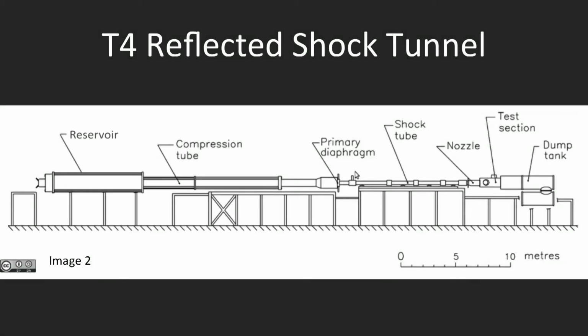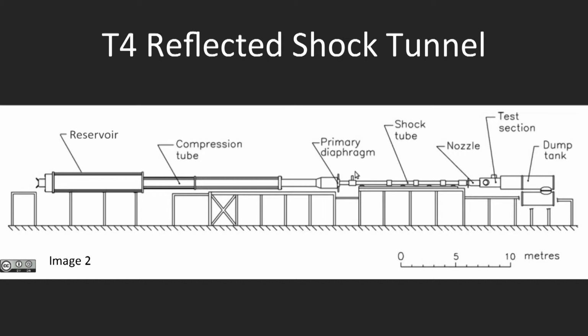The T4 reflected shock tunnel is a much larger facility with a total length of about 50 meters. It fired its first shot in 1987 and its 10,000th shot in 2008. This facility was designed primarily for scramjet engine testing and could produce test flows up to about 5 kilometers per second for test times up to about 3 milliseconds.